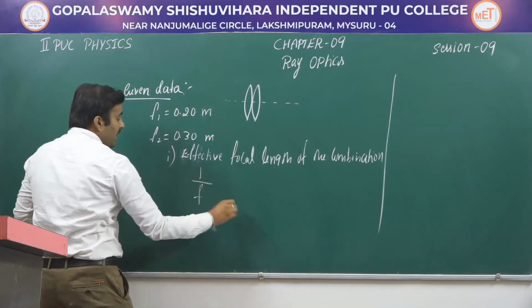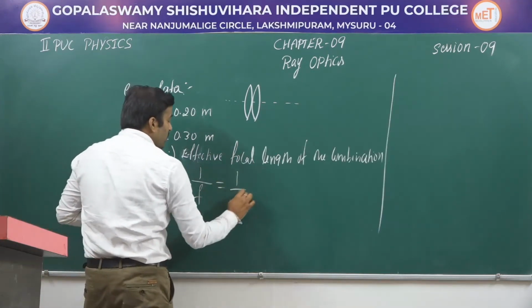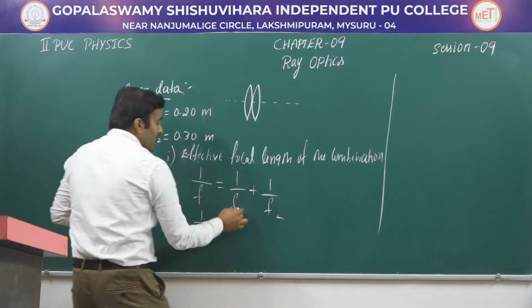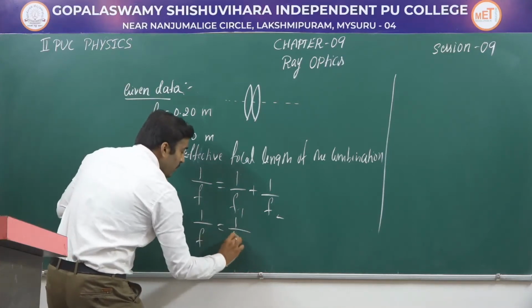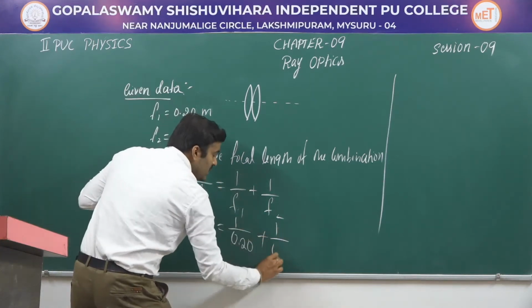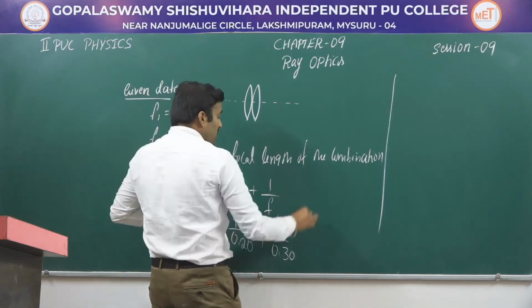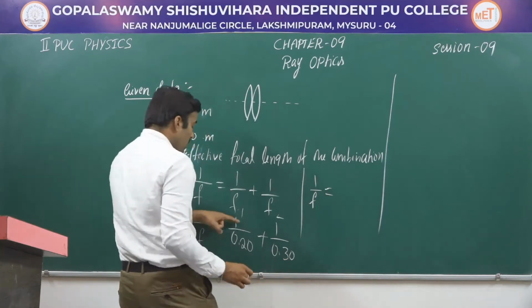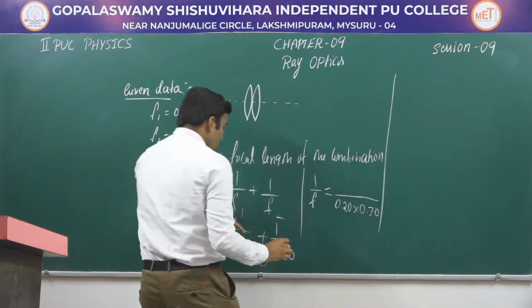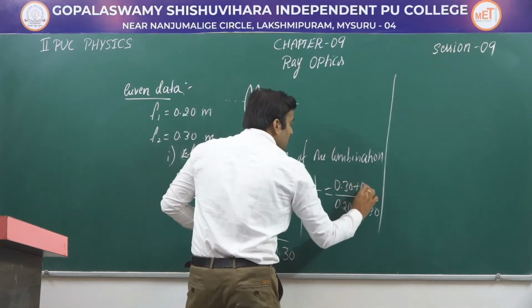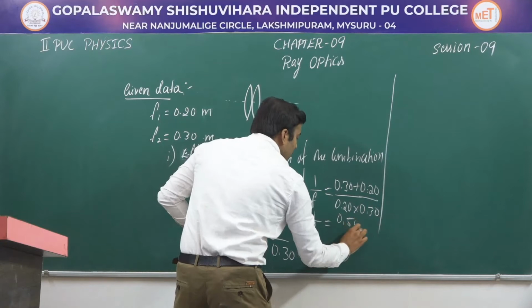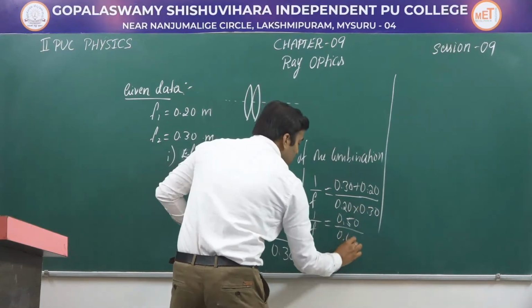So we have a formula for finding the effective focal length. This is 1 by f is equal to 1 by f1 plus 1 by f2. So 1 by f is equal to, f1 is 0.20 meter, plus f2 is 0.30. Let me take the LCM. This is 1 by f is equal to, in the denominator 0.20 into 0.30 and in the numerator 0.30 plus 0.20. So 1 by f is equal to 0.5 divided by 0.06.